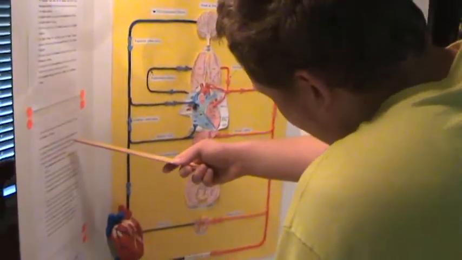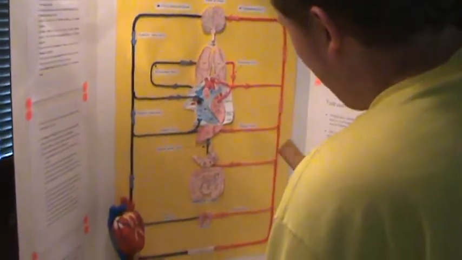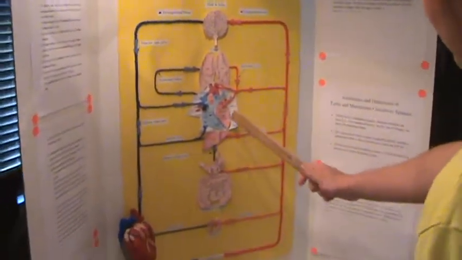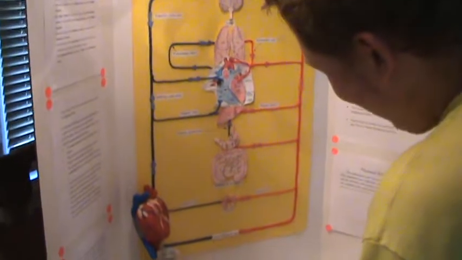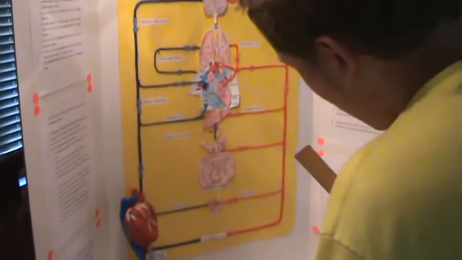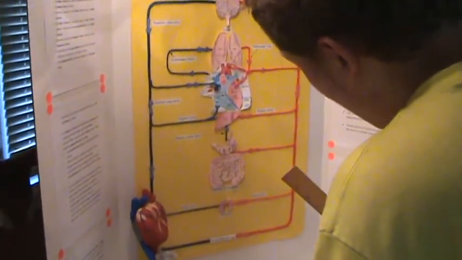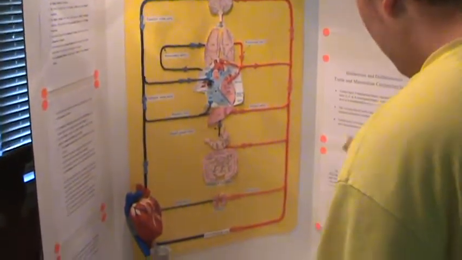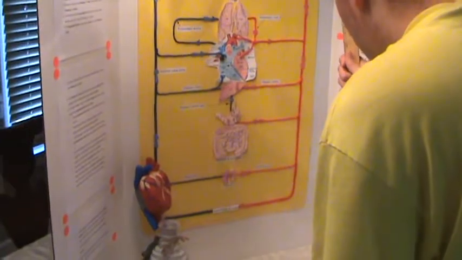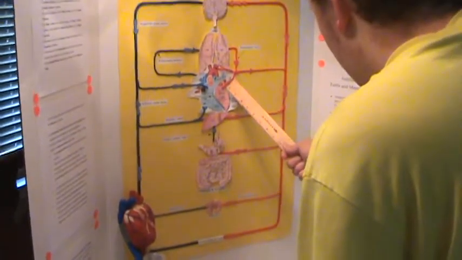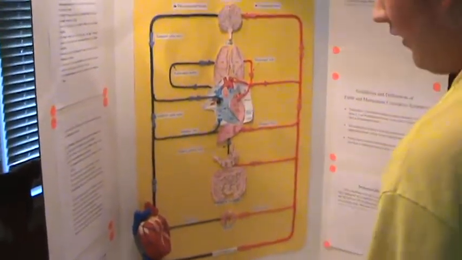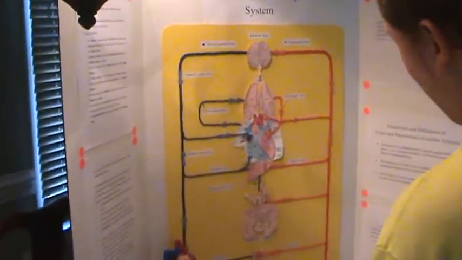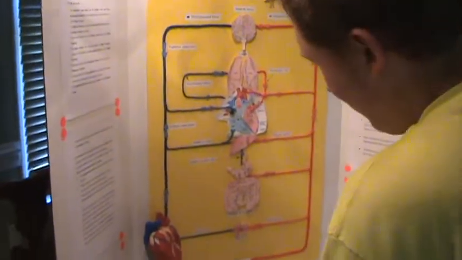The pulmonary veins dump the blood into the left atrium, which contracts, and the blood empties into the left ventricle, which is right here. The left atrium relaxes, the left ventricle contracts, which pushes the oxygenated blood into the aorta, which is up here. The oxygenated blood comes out of the aorta to the rest of the body, up here.